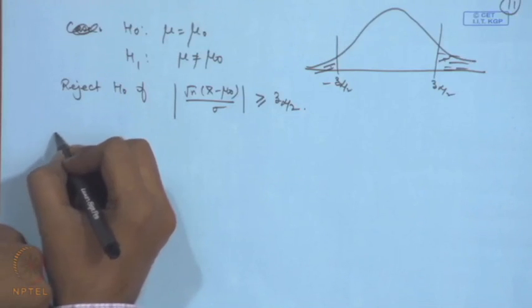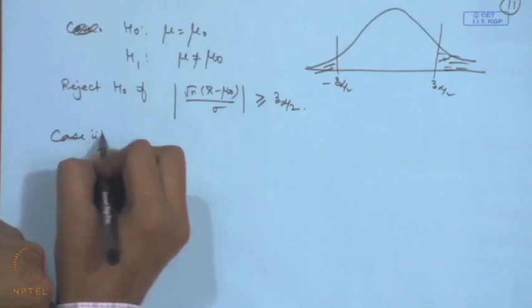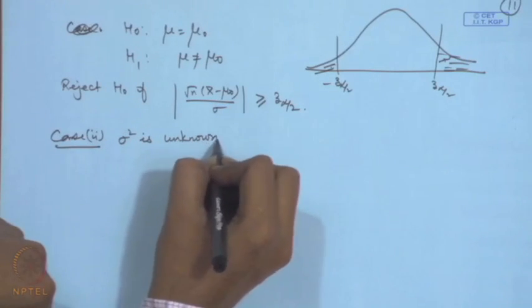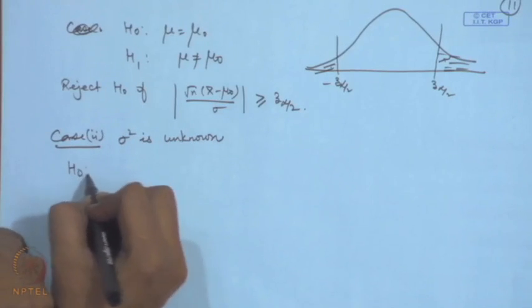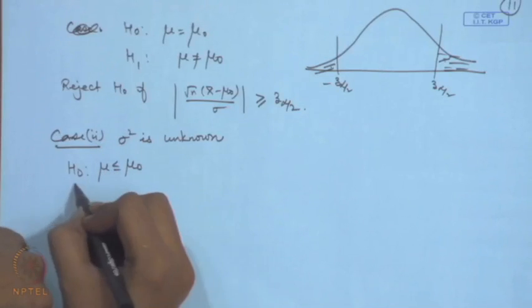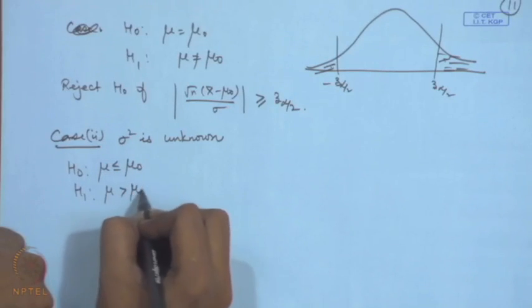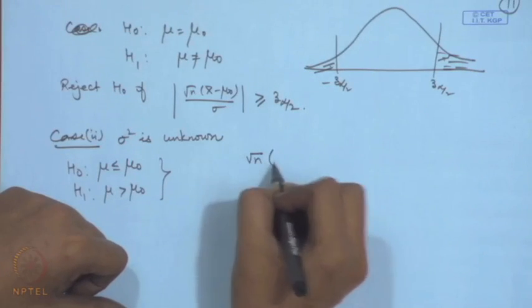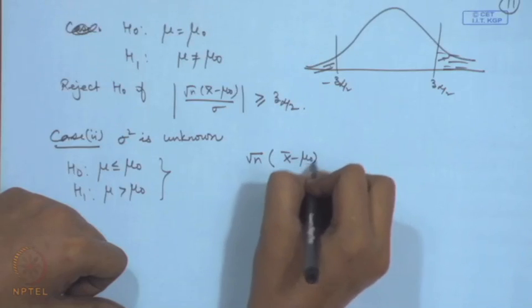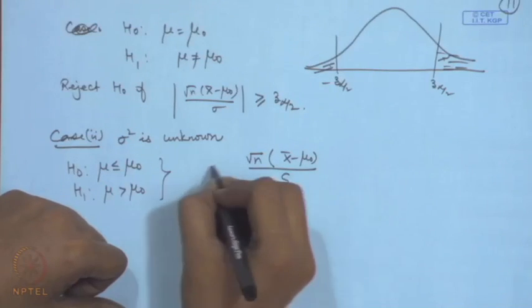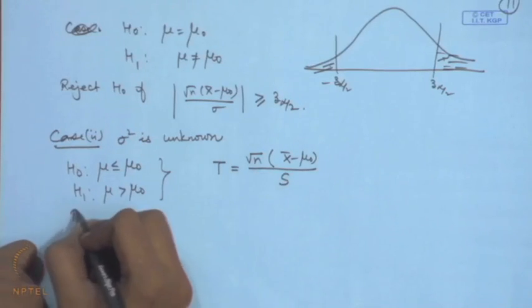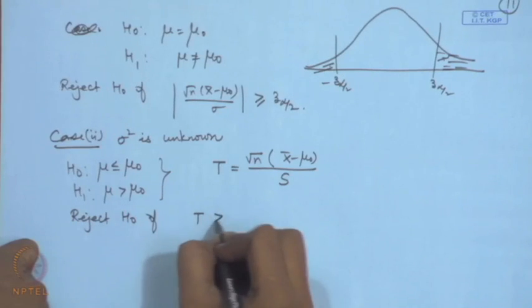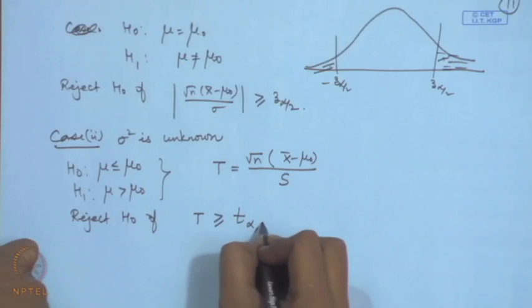Let us also consider the case when sigma square is unknown. When sigma square is unknown, here our decision making will be dependent upon square root n (x bar minus mu naught) by S, let us call it t. Then we will have the test statistic as: reject H naught if t is greater than or equal to t alpha, n minus 1.